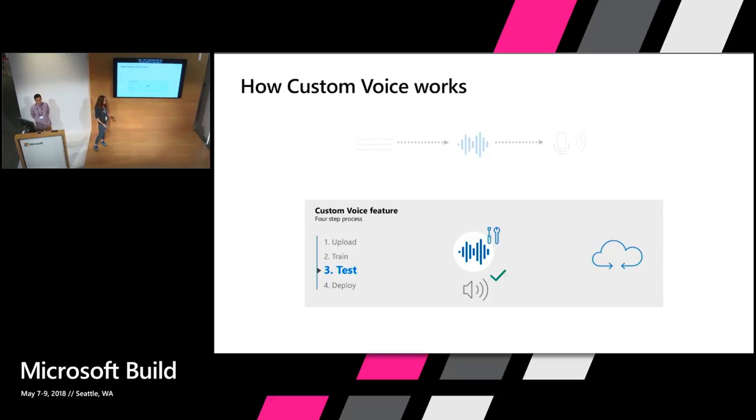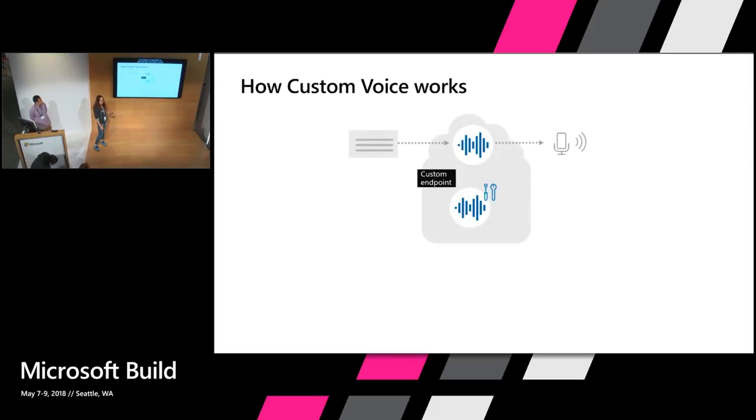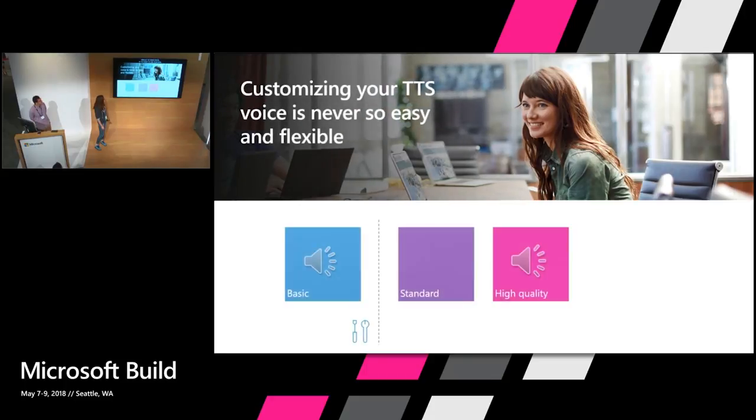When you are good with the voice, you can then deploy it to our text-to-speech service. Then you will get a unique endpoint. So for the normal TTS service, you just call the default voice fonts. You pick one from the 80 voice fonts we have. And if you want to use your own customized voice font, you just specify the custom endpoint with the voice font name you created for yourself. So this is very easy and straightforward.